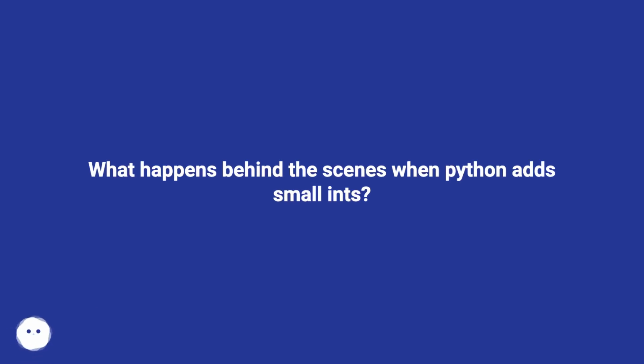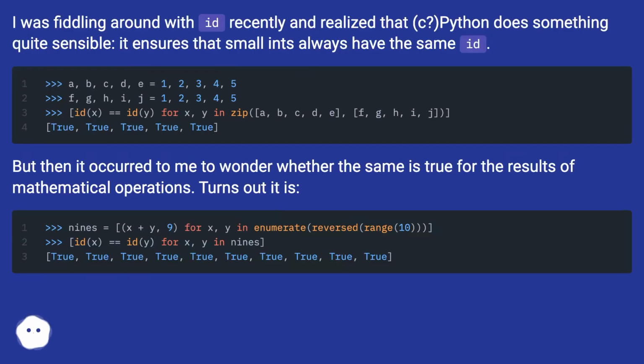What happens behind the scenes when Python adds small ints? I was fiddling around with id recently and realized that Python does something quite sensible. It ensures that small ints always have the same ID. But then it occurred to me to wonder whether the same is true for the results of mathematical operations. Turns out it is.